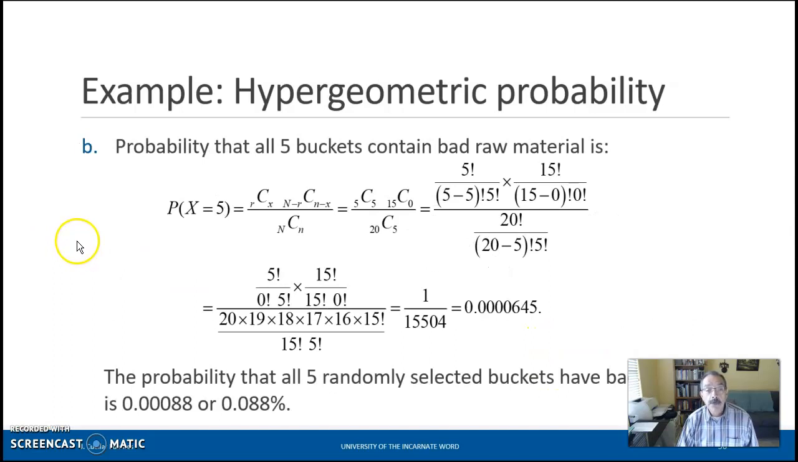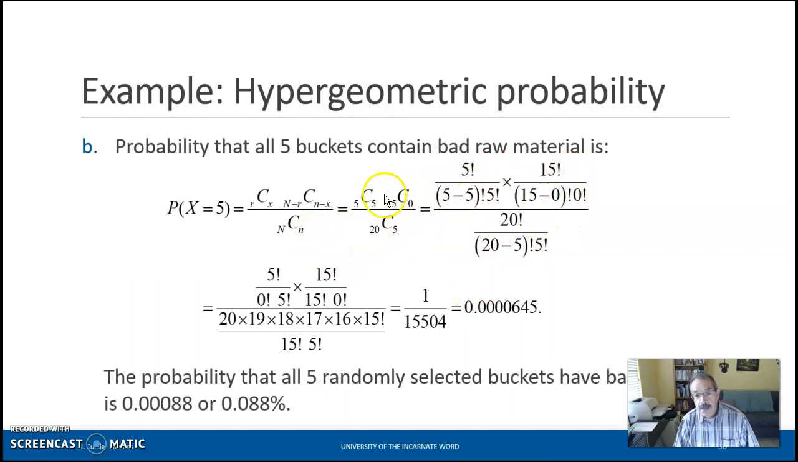All right, for part B, now we are selecting 5 buckets, and we want to calculate the probability that all 5 buckets contain bad material. So now R is 5, X is 5, and again, N minus R is 15. So we still have 15 buckets with good material, but we're not looking for selecting any buckets with good material in this case. That's why the 0 here. And now in the denominator, we are selecting a sample of 5 out of the 20 buckets. That's why it's 5 here instead of 3 as in the previous case.